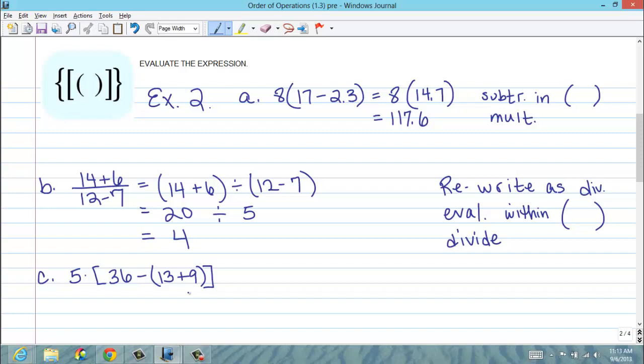Okay, let's go on to this problem here. We have grouping symbols, we have the parentheses, and we have the brackets. What do we need to do first? We always work from the inside to the outside. So we've got to do what's in the parentheses first. Okay, so then this is going to become 5 times 36 minus, what is 13 plus 9 is 22. So this will become 36 minus 22. What did I do? I added within the parentheses.